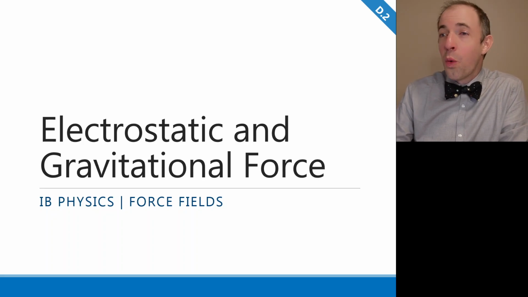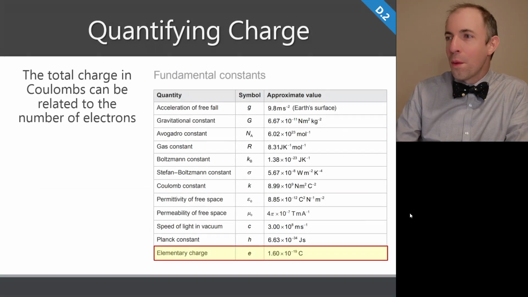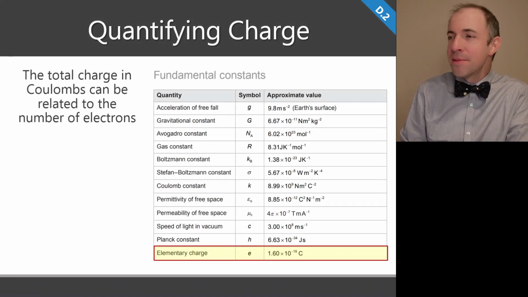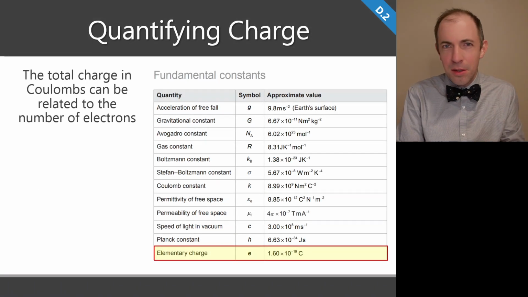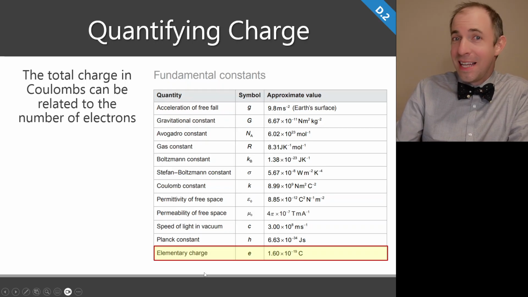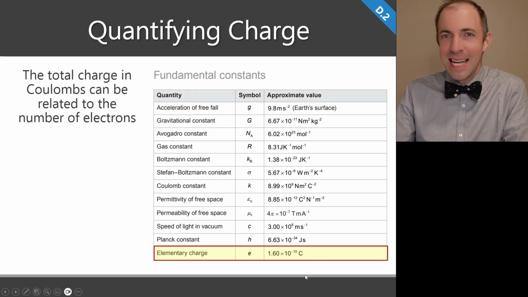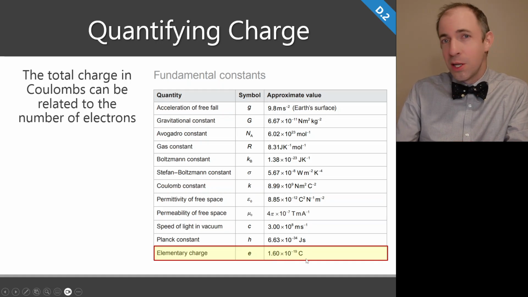In this video, we're going to look at quantifying and calculating the electrostatic and gravitational force. Before we do that, let's review a couple concepts. If you have a single electron or a single proton, it is helpful to know the charge of that charged particle. We call this the elementary charge. The magnitude of the elementary charge is 1.6 times 10 to the negative 19th coulombs. Coulomb is our unit of charge.